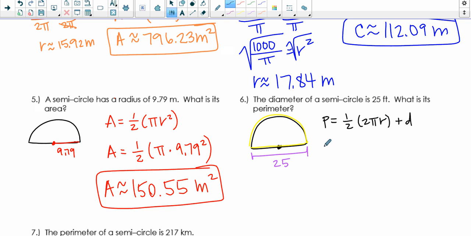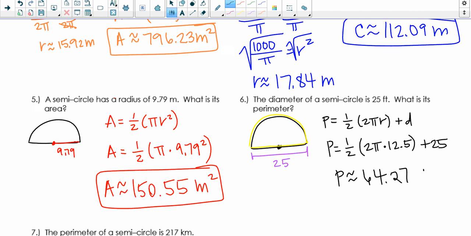Okay, so your perimeter is 1/2 times 2 pi. In this case, your r is 12.5 because it's half your diameter, plus the 25 from the bottom. So when you multiply that out, you end up with 64.27 feet. Okay. So you don't need to memorize that formula.